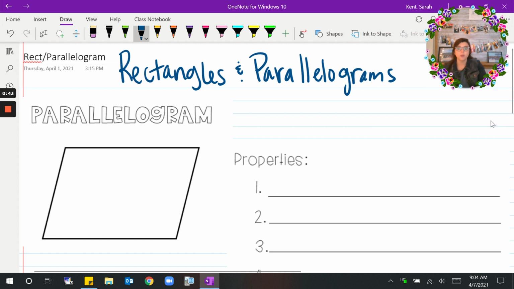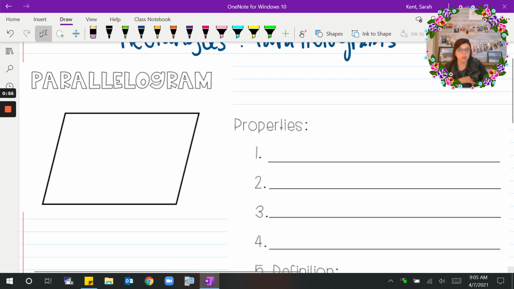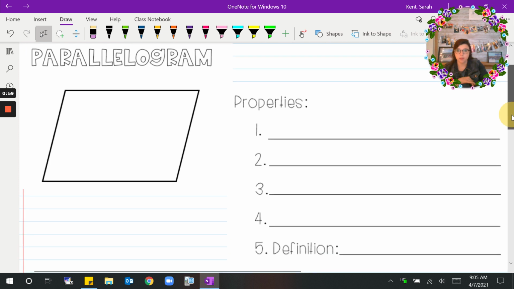So first we're going to start with a parallelogram. Each shape you'll see the name, a picture, and then we'll list out properties or characteristics of those shapes. So here we have a parallelogram, and you can see it kind of looks like a rectangle, but it's slanted. So here is what some of these properties are for a parallelogram.